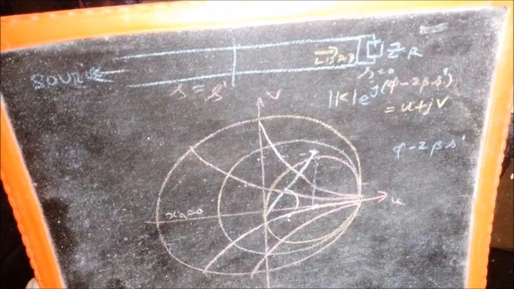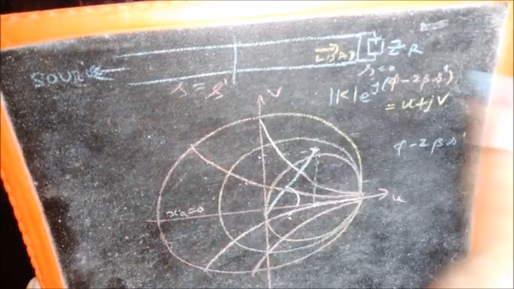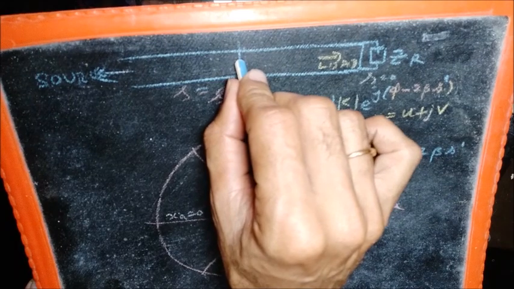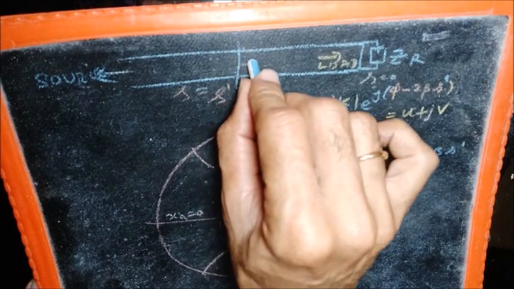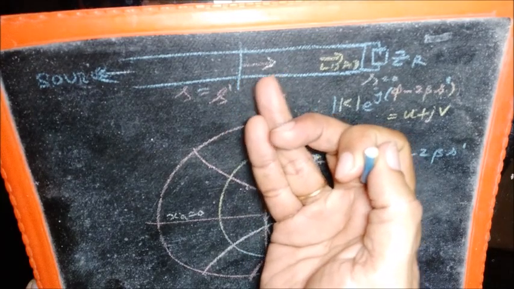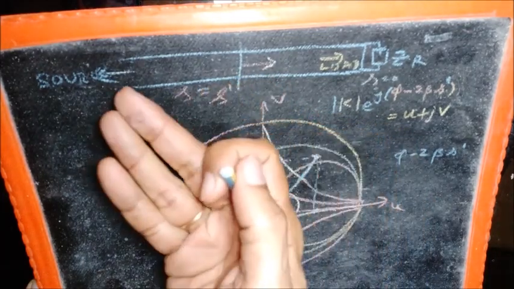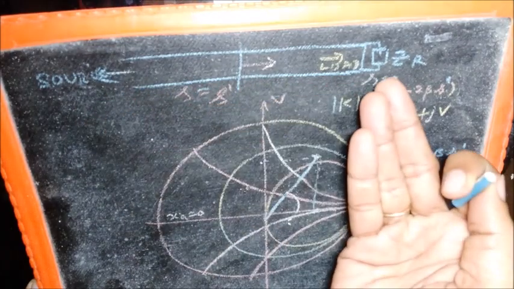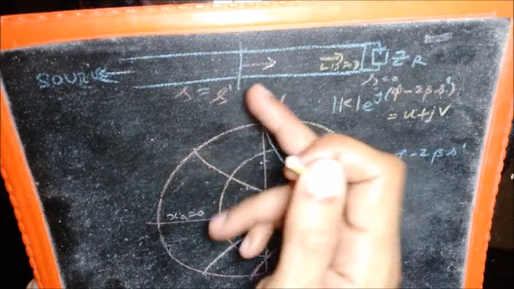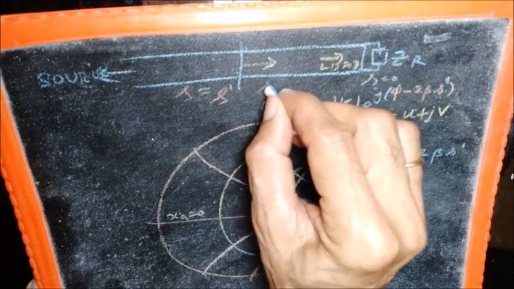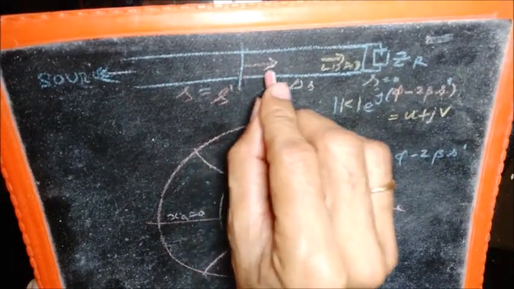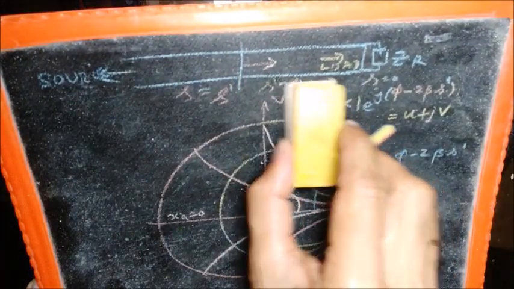Okay, now as we move from s dash towards the load, let's say we are decreasing s from s dash. Remember, this is s0 and s decreases like this. So as we move from s equal to s dash to, say, s equal to s dash minus delta s, that means I move some particular distance delta s this side.